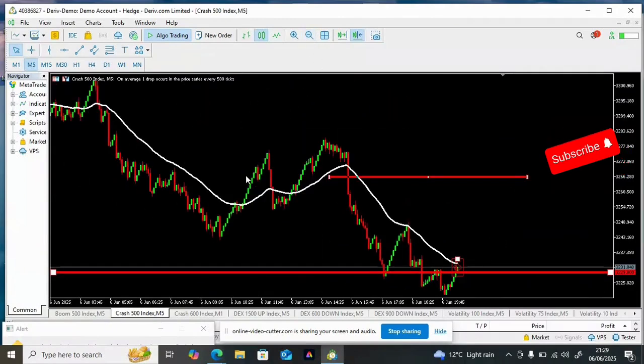If you see on M5 that spikes are going down like that, the spikes are going down like this, one spike after the other, spike after the other, just know that the resistance has been broken, and it is actually weak.